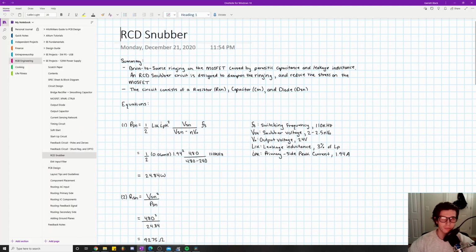I'll give a quick summary of what this circuit's doing, right? We have a drain to source ringing on the MOSFET caused by parasitic capacitance and leakage inductance. That's the problem we're trying to solve. The RCD snubber is designed to dampen the ringing and reduce stress on the MOSFET. This will improve the performance of our circuit and increase its longevity, right? Because components undergoing cyclical stress will fail sooner, and your power supply won't last as long as it would otherwise.